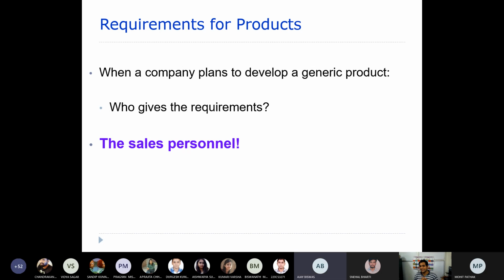So the customer. Okay, so yes, but in that case it is not known who is the customer, because it's a very generic product, right? So it is meant for everybody. Now if you are developing something specifically for a single user or a customer, in that case you can go and ask the user.